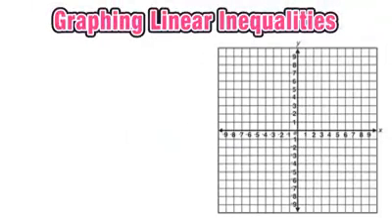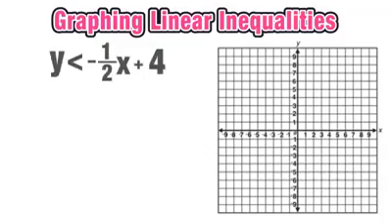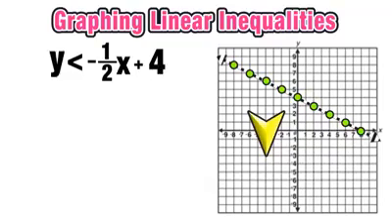So now we're going to look at one more example. In this case, we'll be examining the linear inequality y is less than -1/2 x plus 4. So again, we're going to graph this line, and since it's a less than symbol, we're going to use a dashed line instead of a solid line. And less than means that we need to shade the region below the line.